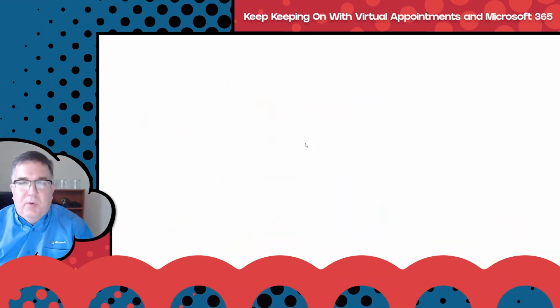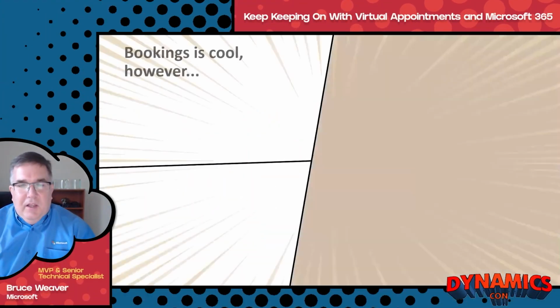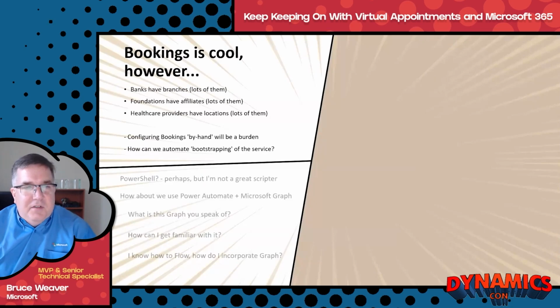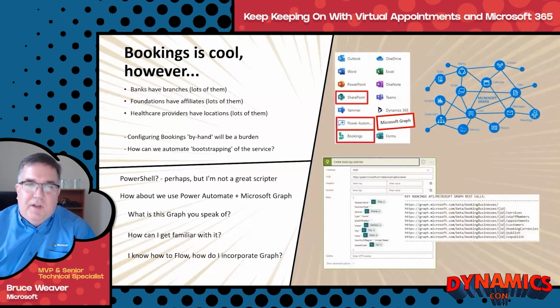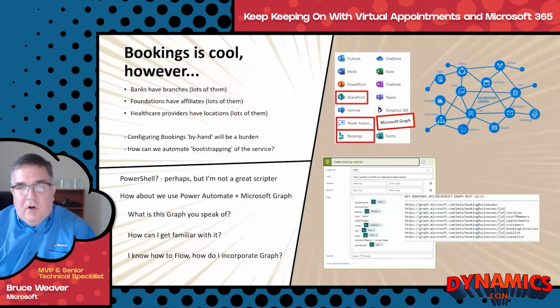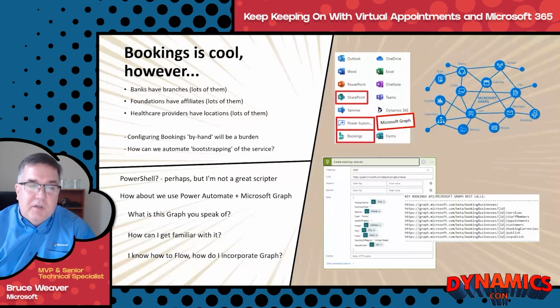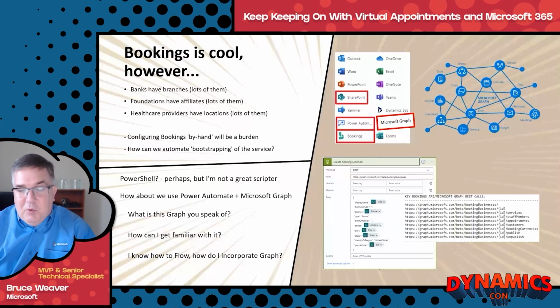So one slide real quickly to frame out this idea. Again, just to summarize, bookings is cool, but banks have branches and foundations have affiliates and healthcare providers have locations, and they all have lots of them, right? These are big businesses serving many, many customers across their market space. And they all realize that configuring what we just did earlier, configuring bookings by hand, is going to be a burden, and they need help to bootstrap it.